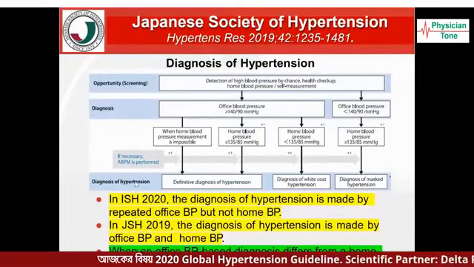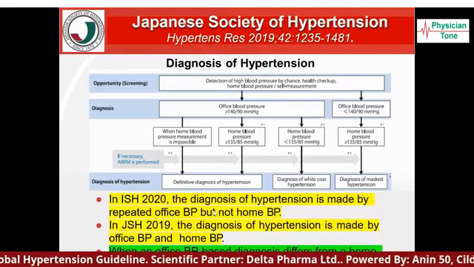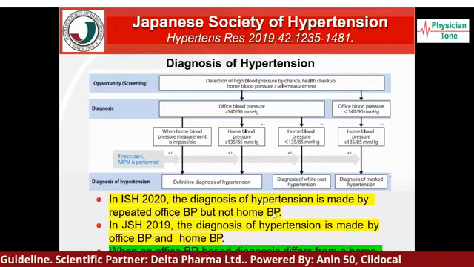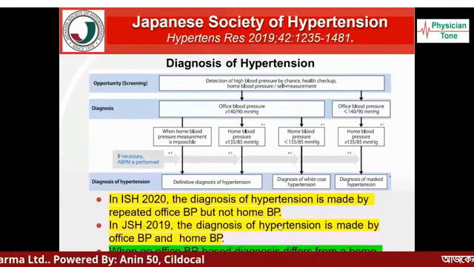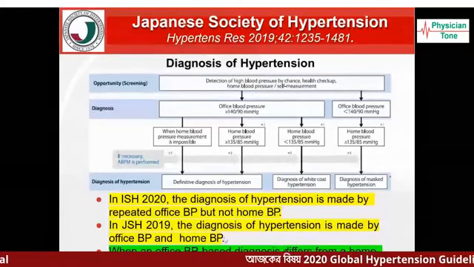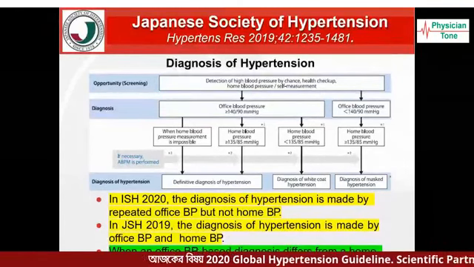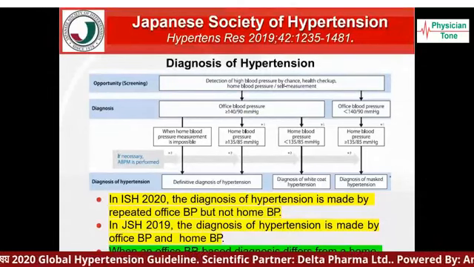In the 2020 guideline, diagnosis of hypertension is made by repeated office BP, but sometimes they advocate home BP. But in the Japanese Society guideline, diagnosis of hypertension is made by both office BP and home BP. When an office BP based diagnosis differs from a home BP based diagnosis, the latter is prioritized. So home BP is more important.